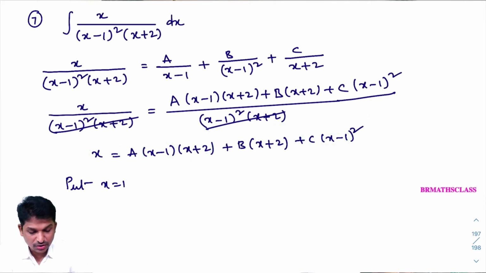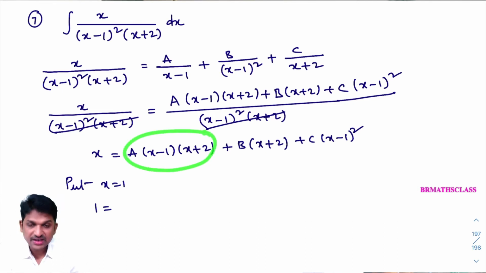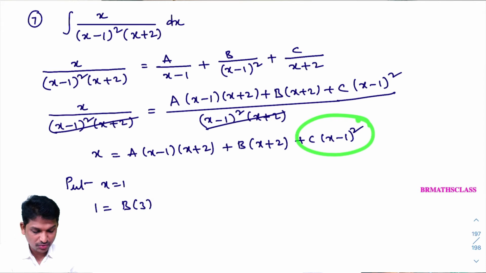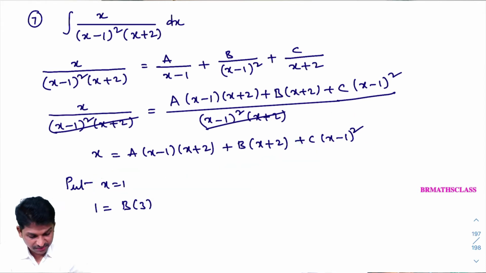Now I'll put x equal to 1 to get the value of b. Put x equal to 1 on the left hand side. What you will get? 1 equal to, okay. Now put x equal to 1 here. What happened? This will become 0. Right? Now put x equal to 1 here. What you will get? B into 1 plus 2 is 3. Put x equal to 1 here. This will become 0. So I got b value from this. What is b value? B value is 1 by 3.